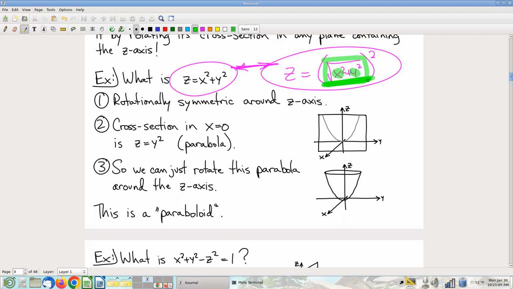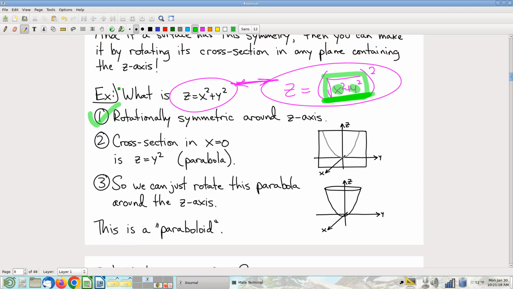So this equation represents a surface that is rotationally symmetric around the z-axis. Everybody with me? Okay. Now, again, because it's rotationally symmetric, all I have to do is look in any cross-section. And by the way, I'm going to go ahead and erase this algebra here.